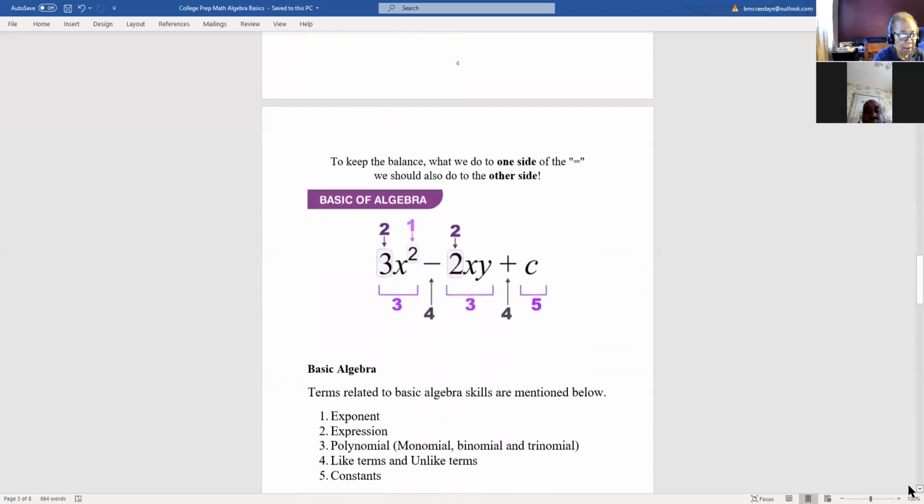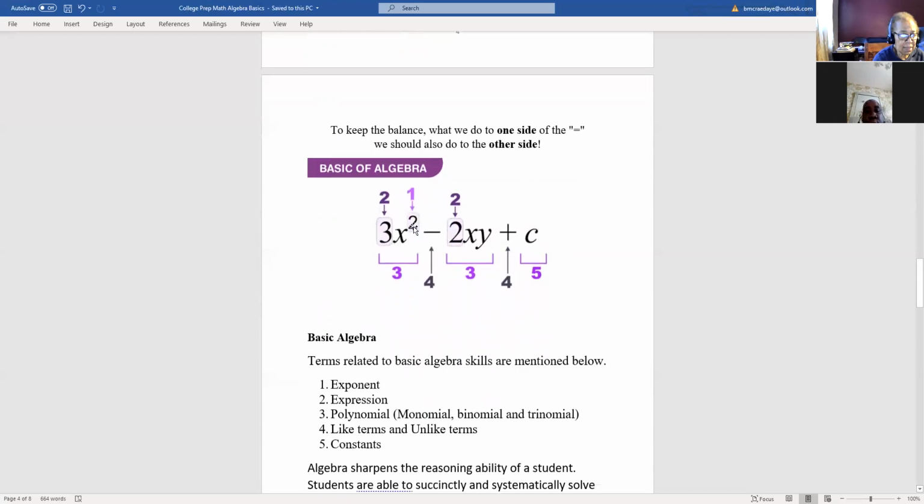Now, these numbers represent this. So the exponent, 3x squared, that's an exponent, right? This is an expression. And these are what? Polynomials. They could be monomials, binomials, trinomials. And then you have the constants, and like and unlike terms, plus and minus.